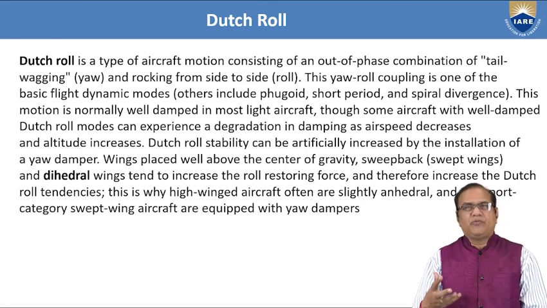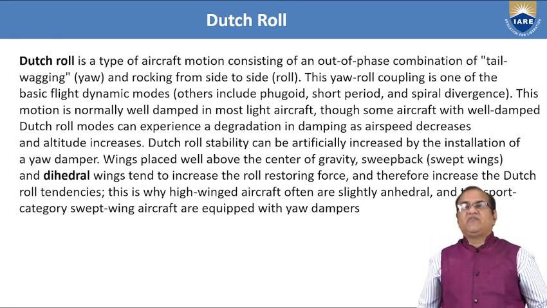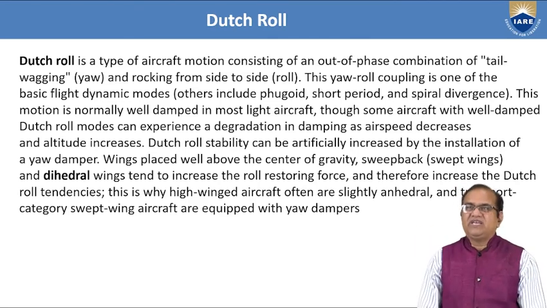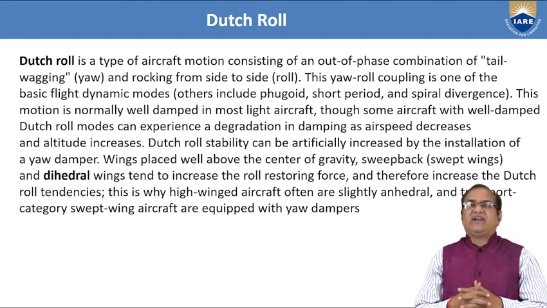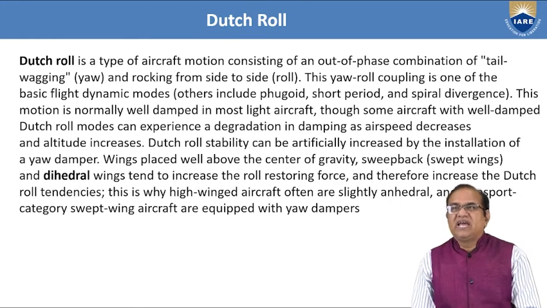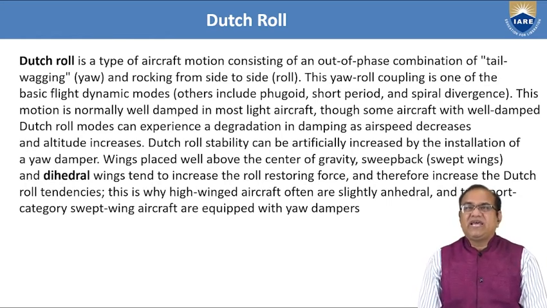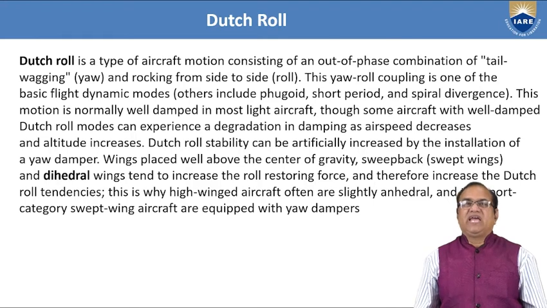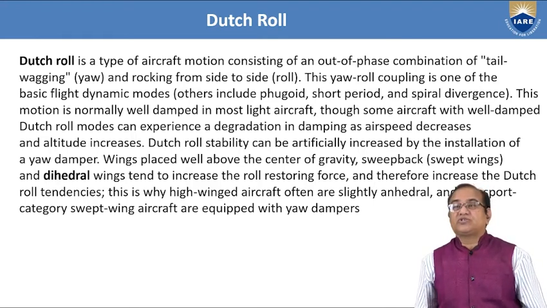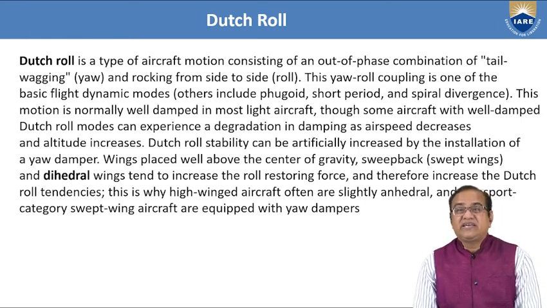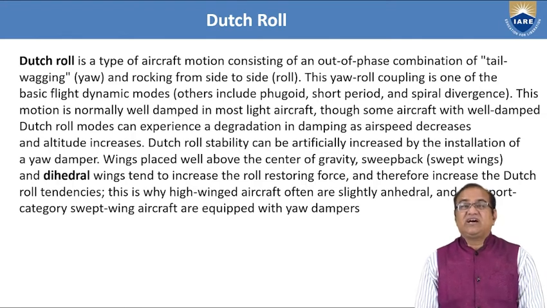So what are the components affecting this Dutch roll? If the wing is above the center of gravity, if the aircraft is swept back and has dihedral wings, it tends to increase the roll restoring force and therefore increase the Dutch roll tendencies. This is why high wing aircraft often are slightly anhedral, and transport category swept wing aircraft are equipped with a yaw damper. Wings placed well above the center of gravity, sweep back, and dihedral tend to increase the roll restoring force.